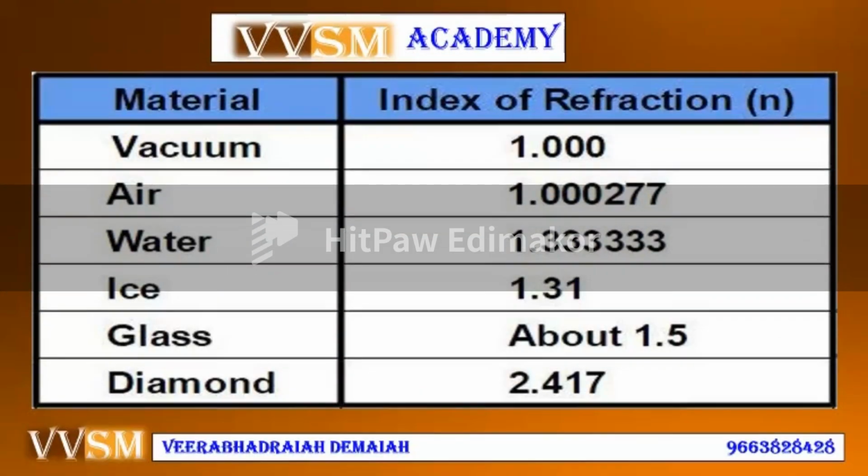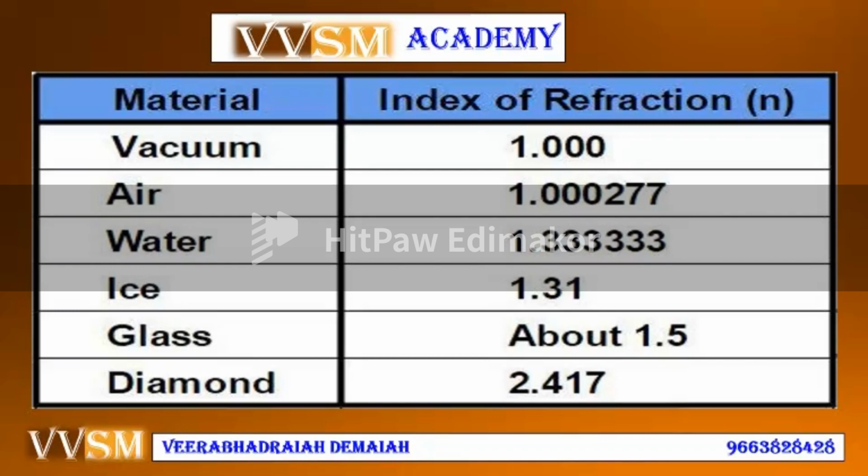Material and the index of refraction. Generally, the student should remember the important values. In vacuum, where light travels, the refractive index is 1. It is 1.00277 for optical measurements in air. The refractive index in vacuum as well as air remains the same, that is 1. Water is 1.3. Ice is 1.31. Water and ice are considered as 1.3 only. Glass is about 1.5. Generally, the refractive index of glass is 1.5.